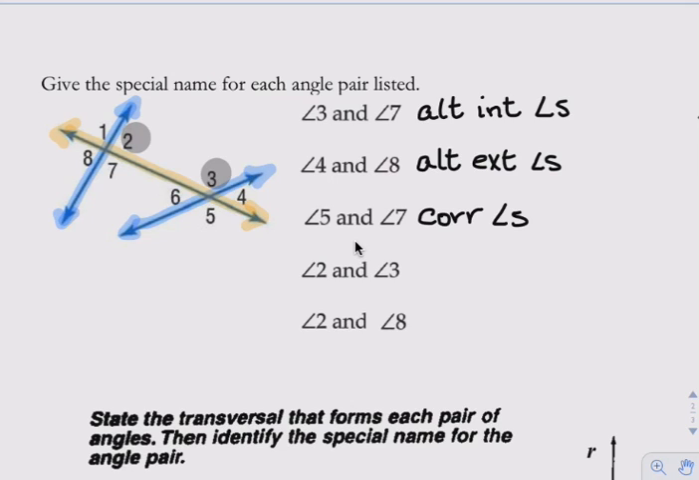And then 2 and 3. Angle 2 and angle 3. They're both between the blue lines, so they're both interior. But this time they're on the same side of the transversal, which makes them consecutive interior angles.